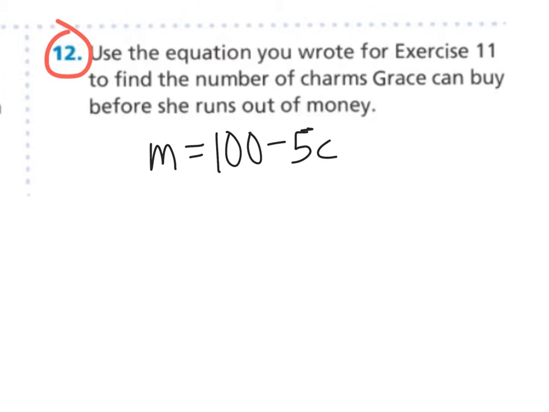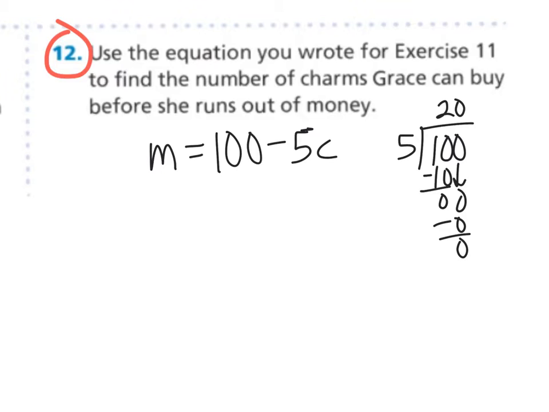So one way to do this is you guys could think about, we have $100, we're spending $5 per charm. So 100 divided by 5, and if you work that out, would be 20, which means Grace could buy 20 charms before she runs out of money. Another way you could do this, if they wanted us to actually for sure use the equation, would be if we run out of money, means the amount of money we have is 0.